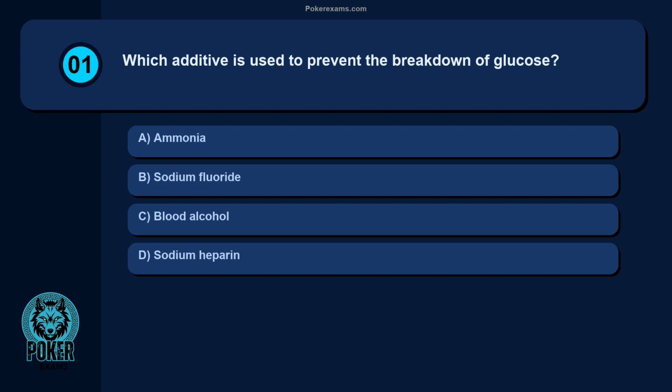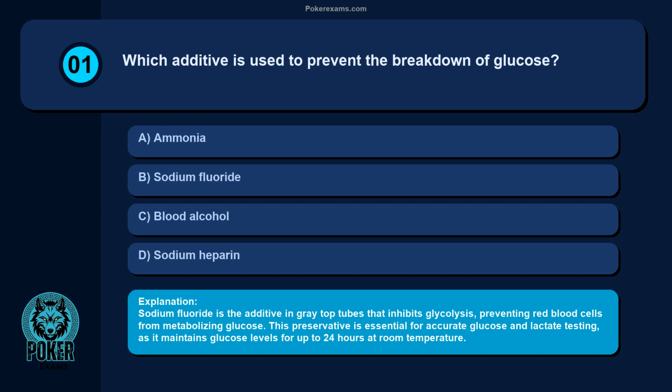Question 1. Which additive is used to prevent the breakdown of glucose? Ammonia, sodium fluoride, blood alcohol, sodium heparin. Sodium fluoride is the additive in gray top tubes that inhibits glycolysis, preventing red blood cells from metabolizing glucose. This preservative is essential for accurate glucose and lactate testing, as it maintains glucose levels for up to 24 hours at room temperature.